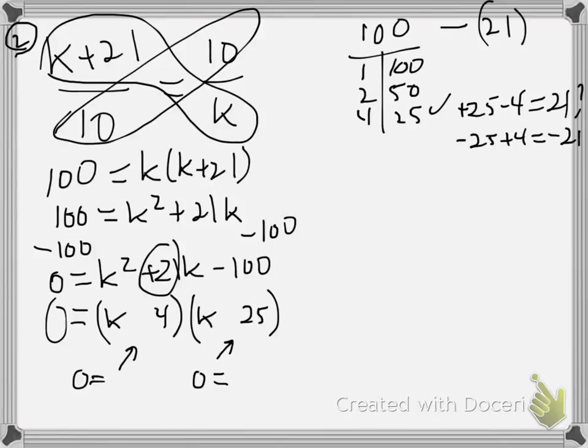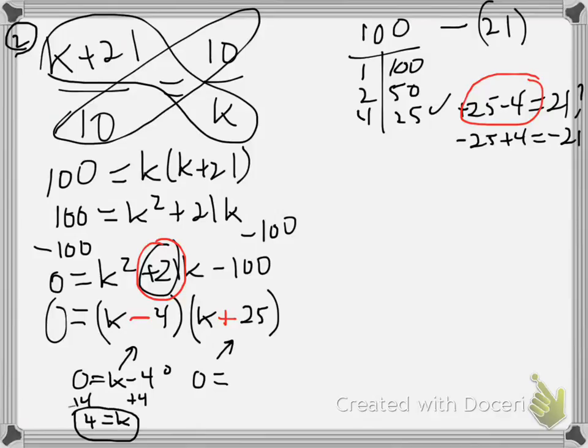Well, how do I know? Well, what I'm going to do is look right here. That's a positive 21, so I want this situation right here. So I'm going to write positive 25 minus 4. Now I can go k minus 4, add 4, k equals 4. Or it could also be k plus 25 equals 0, so I subtract 25.